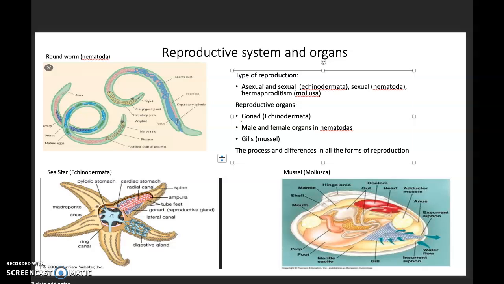Hi, my name is Dinely Huerta, and I'll be talking about the reproductive system and organs found in the phyla pictured on this PowerPoint. So first off, we're going to discuss the types of reproduction that each of these phyla do.